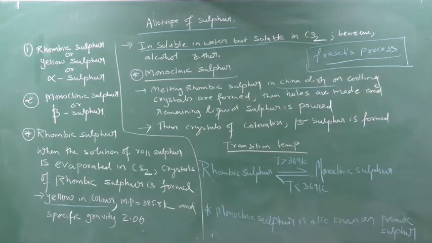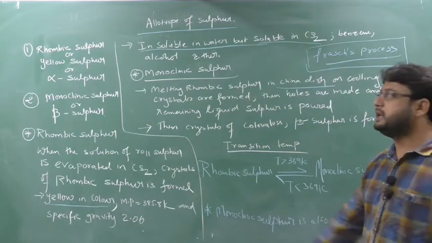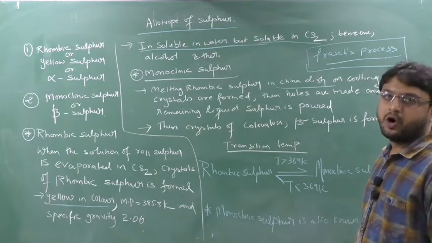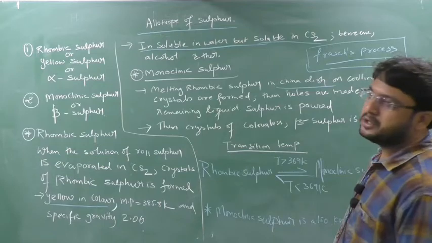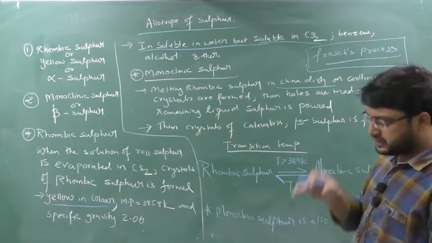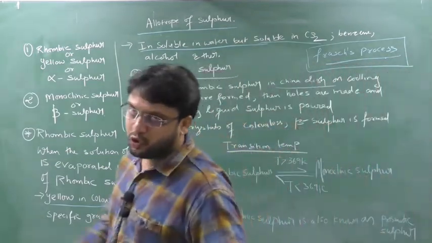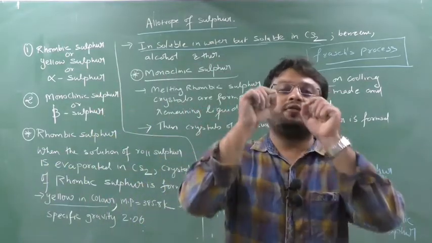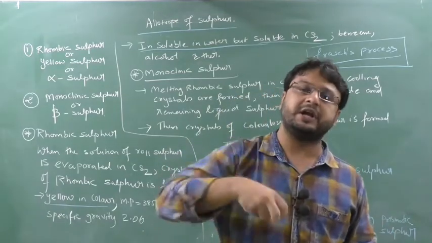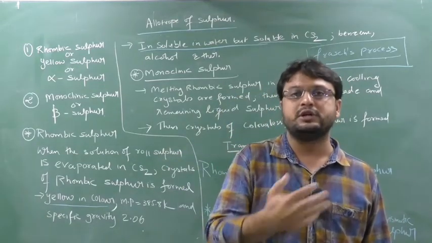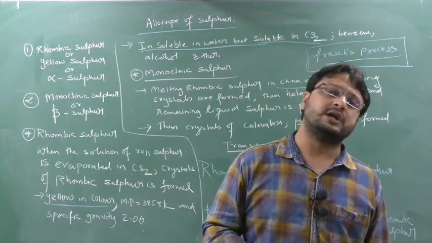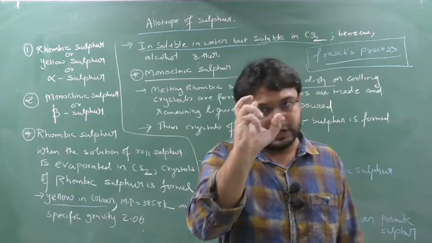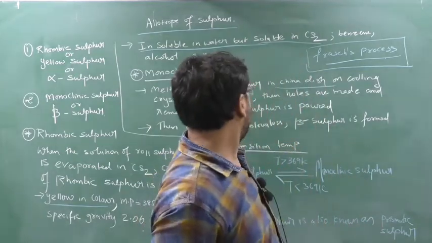How to obtain the monoclinic sulfur? Monoclinic sulfur is obtained by heating the rhombic sulfur. Rhombic sulfur is heated in a china dish, and on cooling it will form crystals. Those crystals are known as monoclinic sulfur. On those crystals we make two holes, and when you shake it, the remaining molten sulfur will come out. After removing the molten sulfur, you will obtain very good colorless crystals.